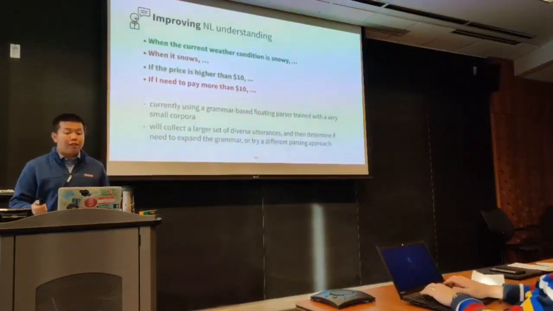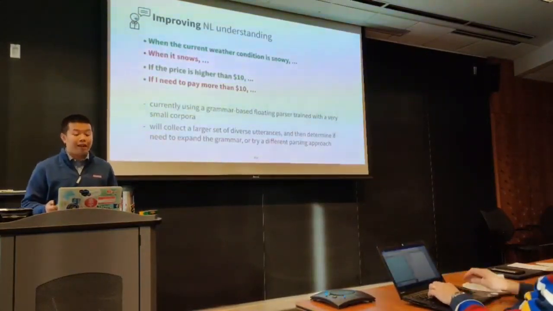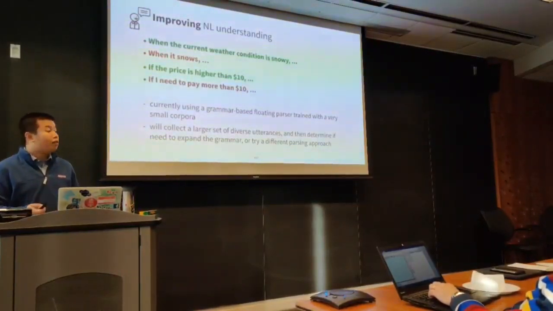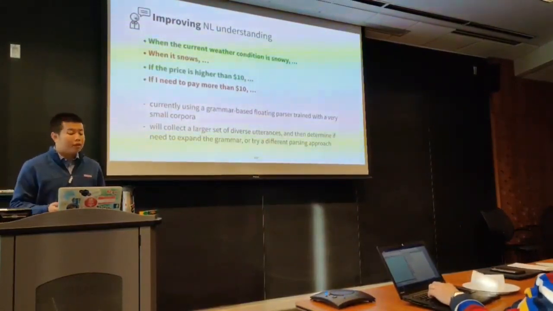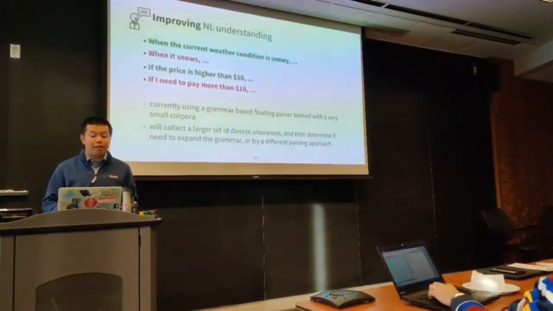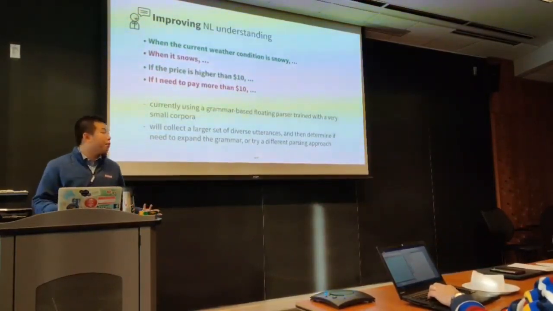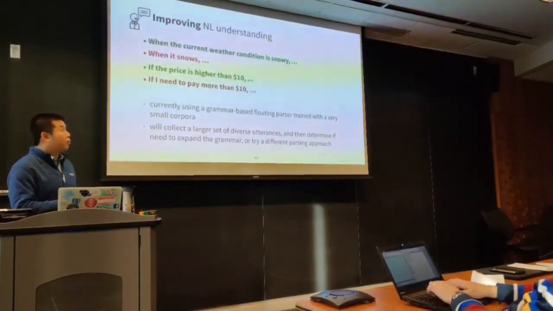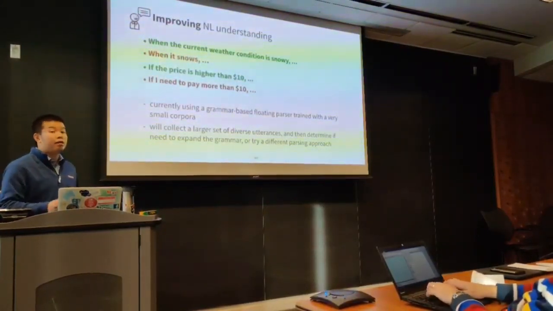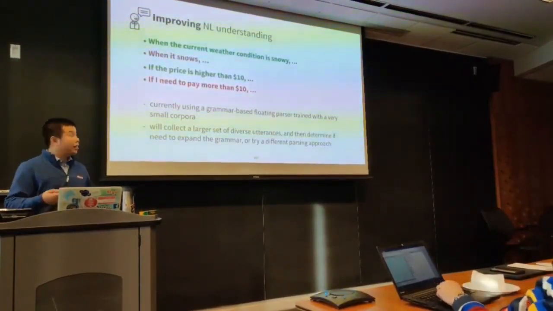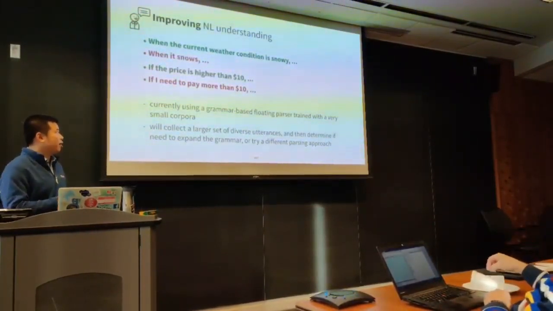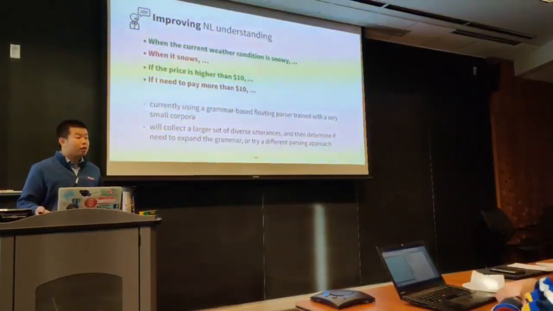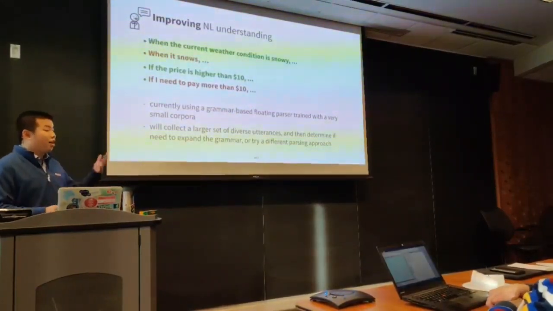The current Sugilite system has limited natural language understanding capability. It uses a grammar-based semantic parser that was trained with a very small corpus. So as a result, it's not really good at understanding diverse expressions. For example, it can understand if I say when the current weather condition is snowy, or if the price is higher than $10. But if I say when it snows, or if I need to pay more than $10, it will not be able to understand those because the limited grammar doesn't really cover those structures.